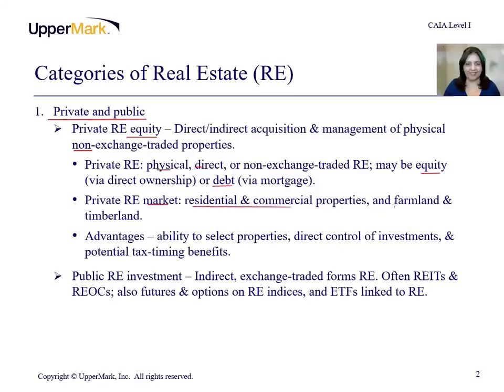And then the market is made up of different types of properties, and they can be commercial or residential. Things like farmland and timberland are also considered to be forms of real estate, and sometimes they're actually considered real assets as opposed to being classified specifically as real estate.